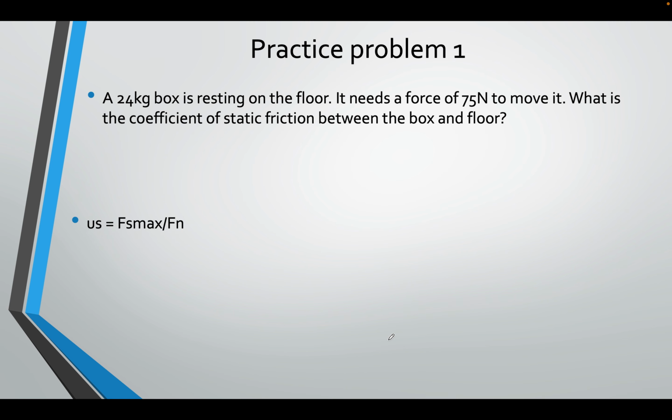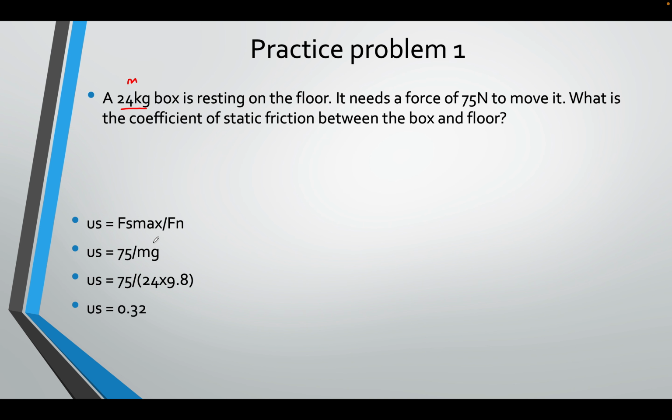Well, we can use mu s equals Fs over Fn, 75 over, well, I don't have Fn yet, but I do know this is a mass, so that's m. I can do mg, can't I? Mass times gravity, gravity is 9.8. We're not worried about the negative sign on that, this is just an absolute number, a value that we need, so I'll just do 24 times 9.8. Solving that, I will get 0.32.